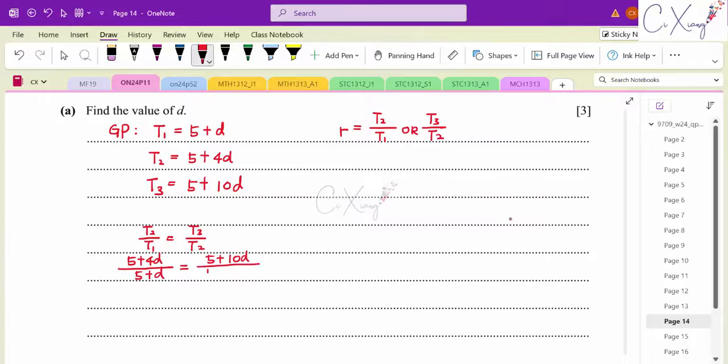T2, 5 plus 4d. And if I try to solve this equation, it should be no problem for us to get the value of d. Okay, so I do a little bit of cross multiplying, and then after that, I can simplify them and solve for d. So I'm having 25 here. 5 times 4 is 20, times 2, you get 40d plus 16d squared. Same thing happens for the right hand side, expand everything first.